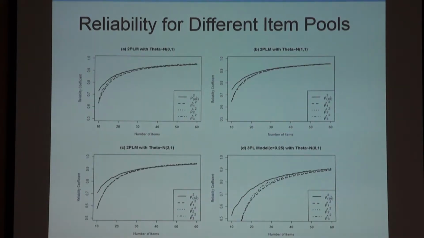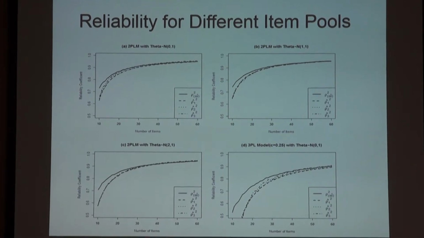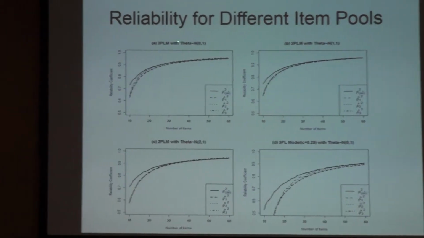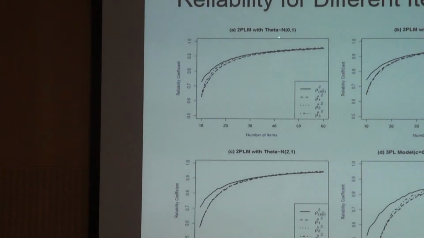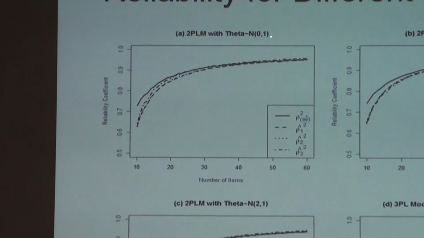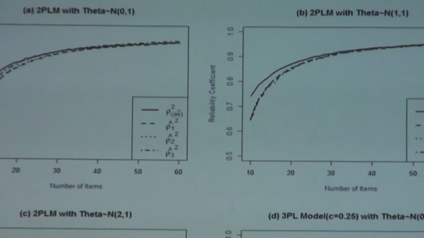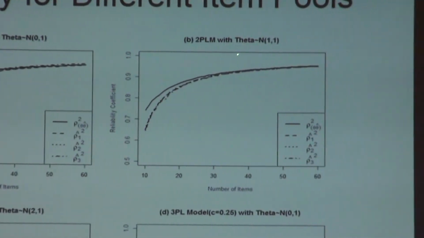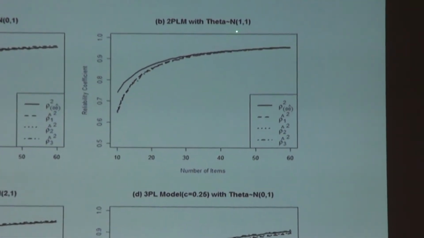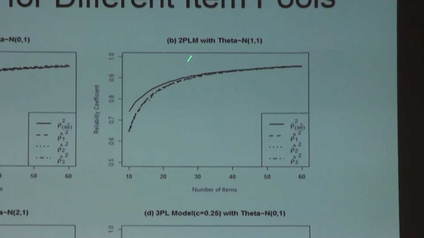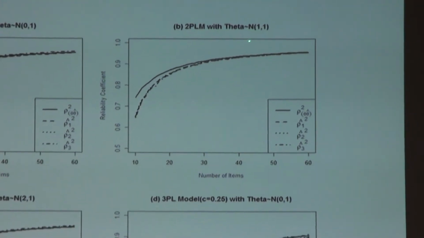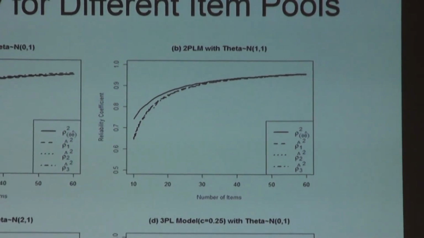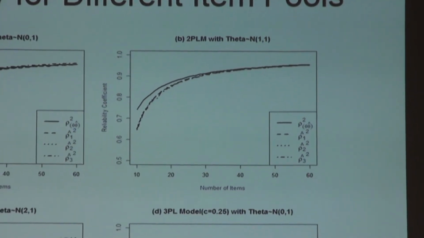So here is the result. Reliability for different test lengths. The first graph is the 2-parameter model with theta mean 0 and standard deviation 1, and I will compare the first graph and the second graph. The second is the 2-parameter model with theta mean 1 and standard deviation 1. As you can see, the population mean equals 1, which is very similar to the mean difficulty in the item bank.